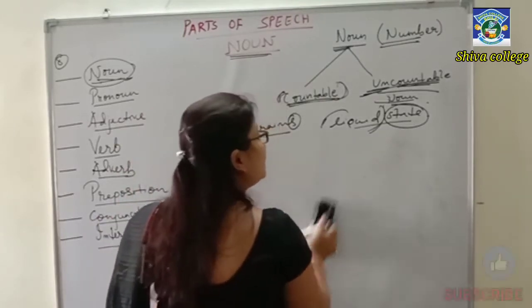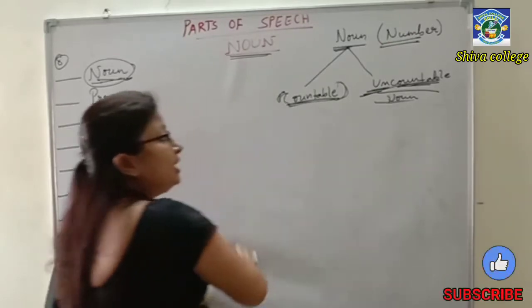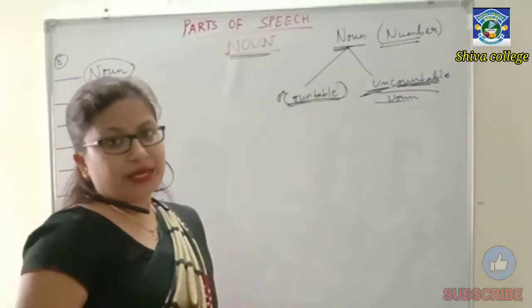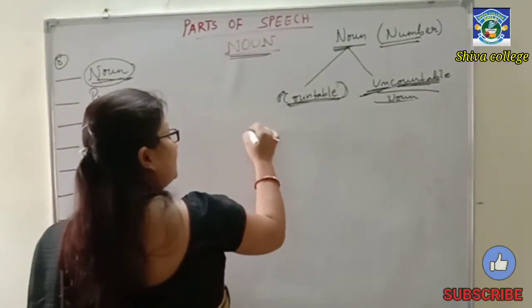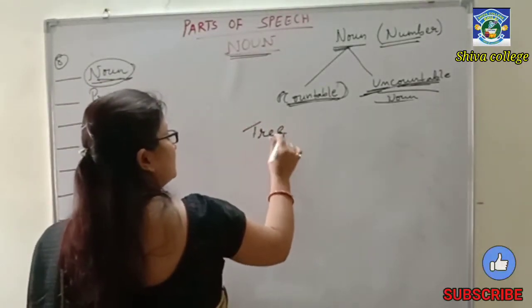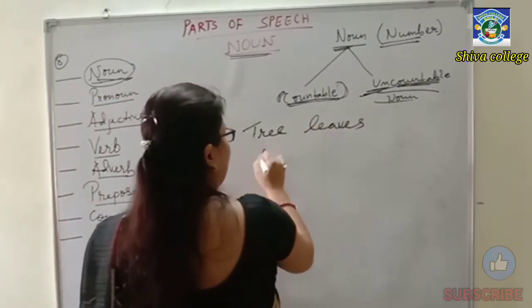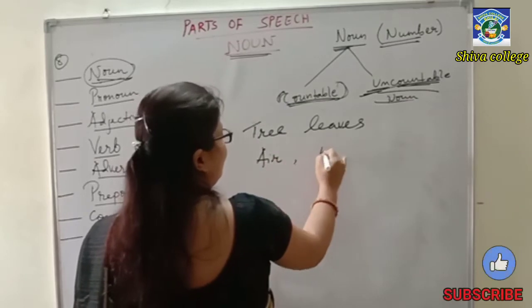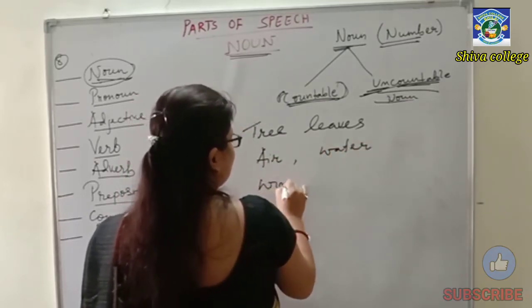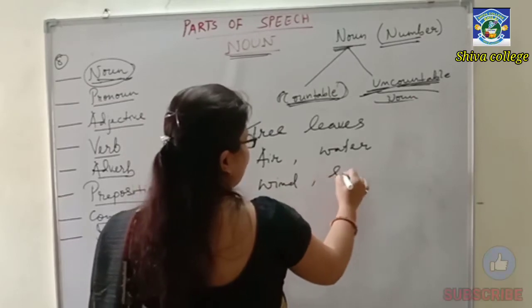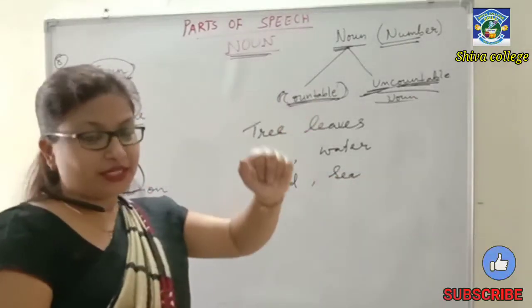How to recognize uncountable noun and countable noun, because I have told you the difference between countable noun and uncountable noun. If I ask you some questions like trees, leaves, air, water, wind, sea, tell me which are countable and which are uncountable.